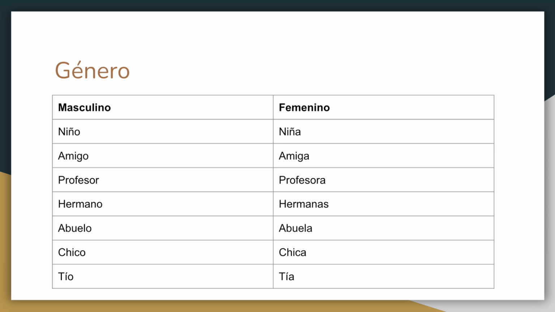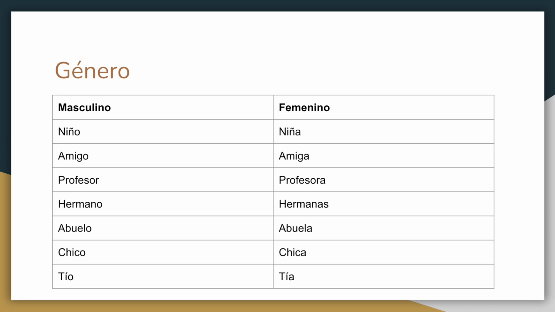For example, in the first word, niño, it ends with an O. So if a word ends in an O, it's masculine. But on the right column, it's niña, and niña ends in an A, so it's feminine. Another example would be amigo, the second one. With amigo, you look at the last letter, which is an O, and you know that it's masculine. On the other hand, amiga, you look at the last letter, it's A, so it's feminine.